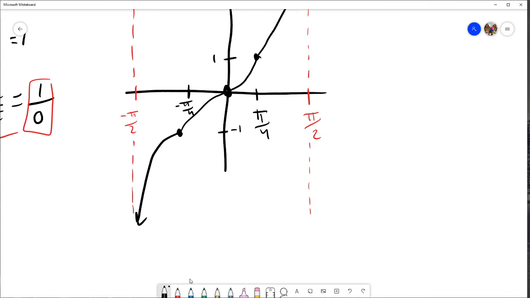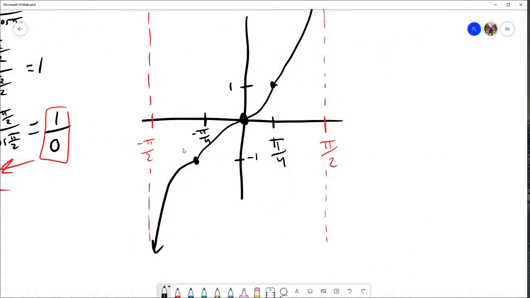And again, we're going down to negative infinity. We are not crossing the asymptote here. Our vertical asymptote we can never touch or cross. We can just get infinitely closer to it. That's our negative pi over 2.